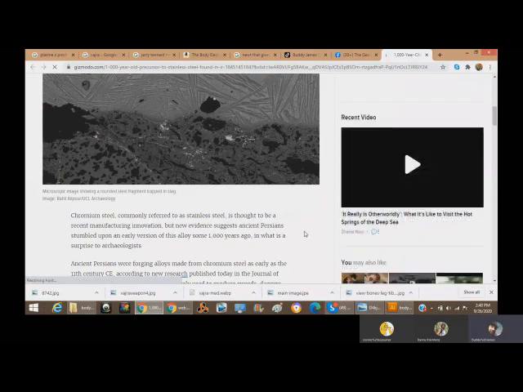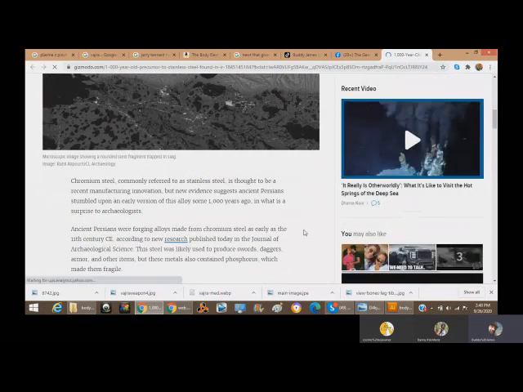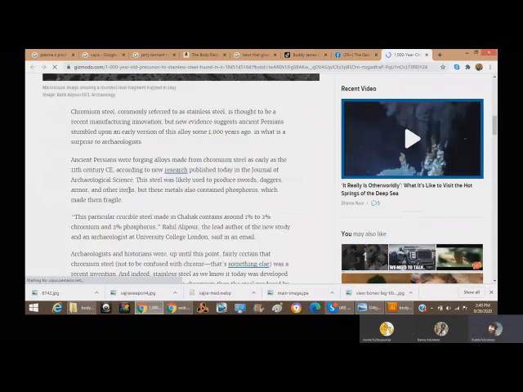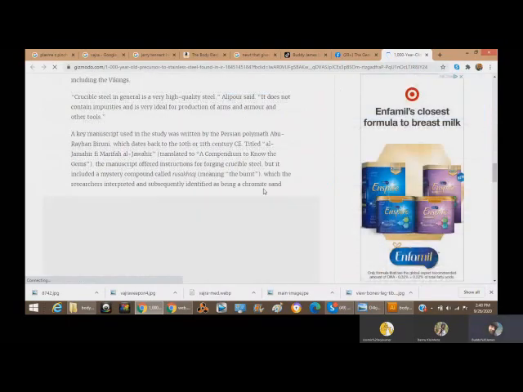Ancient Persians were forging alloys made from chromium steel as early as the 11th century CE, according to new research published today in the Journal of Archaeological Science. This steel was likely used to produce swords, daggers, armor, and other items, but these metals also contained phosphorus, which made them fragile. So here's more about the article if you want to check it out.